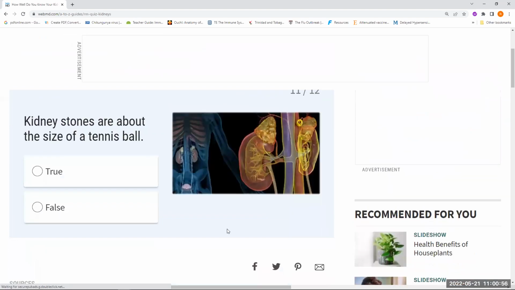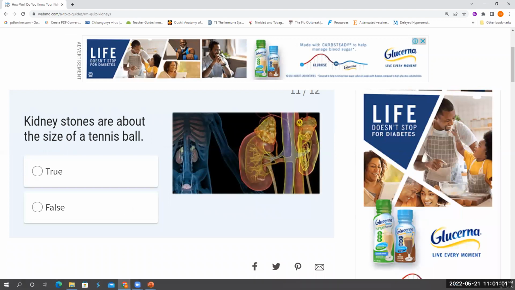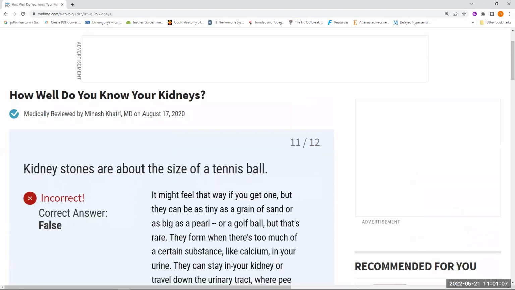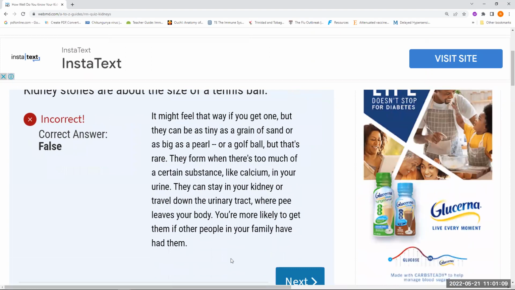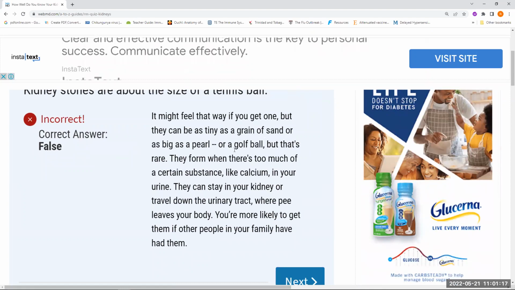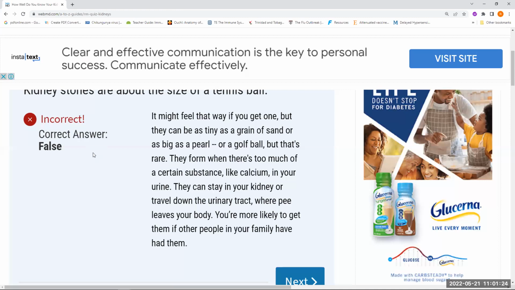We're almost there. Kidney stones about the size of a tennis ball. Is that true? Are they that large? True. Kidney stones. All right. I don't know if you remember from lecture this morning, but they're small. They're really small. They're about the size of a pearl, or as small as a grain of sand or a golf ball. So it's not impossible, but it's very rare. Let's just say it about that.